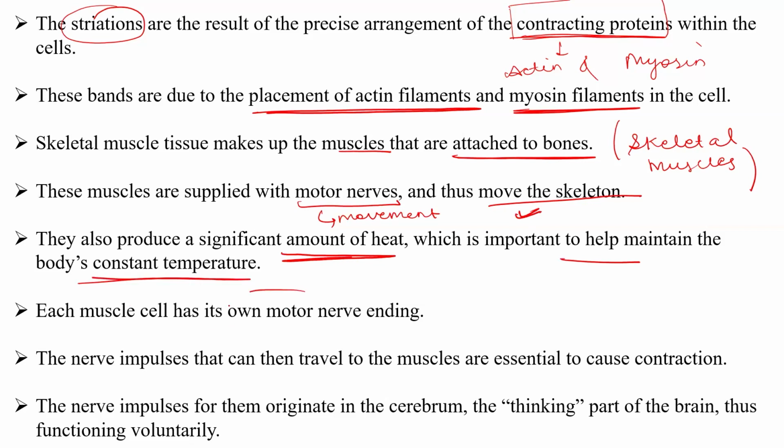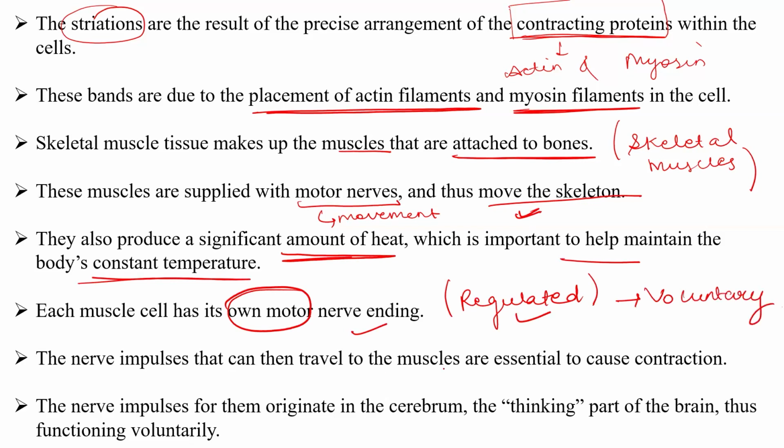Each muscle has its own motor nerve ending, so it can be regulated. Since they have their own motor nerve ending, it can be regulated and therefore they can act voluntarily. The nerve impulse that travels to the muscles is essential to cause contraction. The nerve impulse for them originates in the cerebrum, which is the thinking part of the brain, and therefore they can function voluntarily, because the nerve impulses are sent to the part of the brain that acts voluntarily, the thinking part of the brain, and therefore they can regulate the movement depending on the situation.